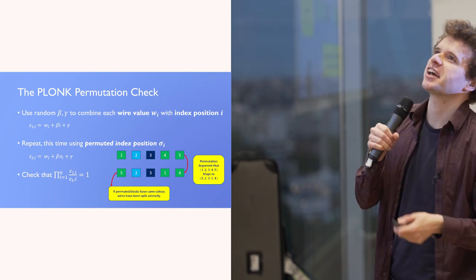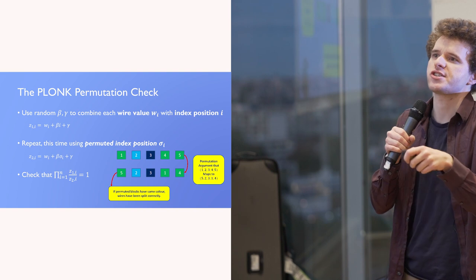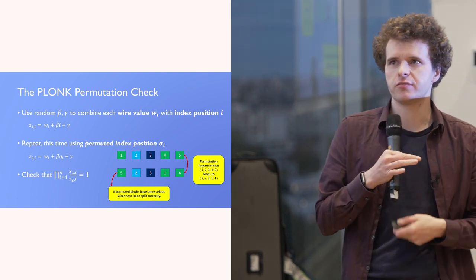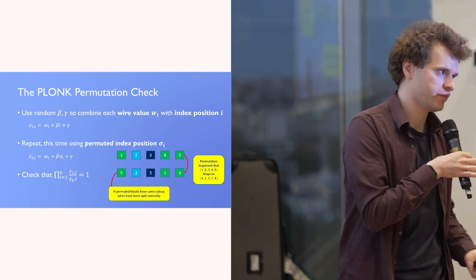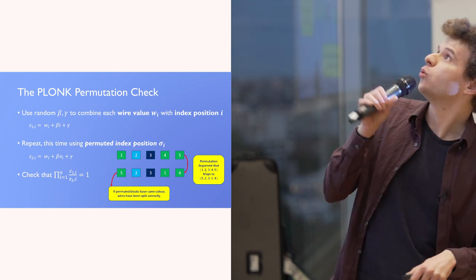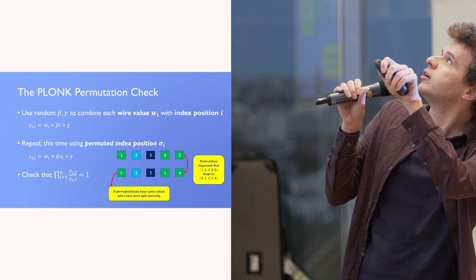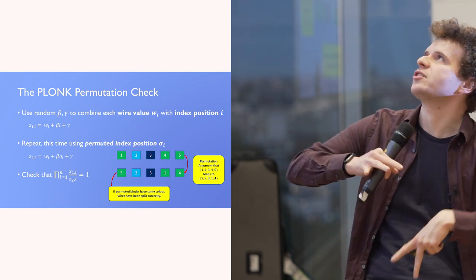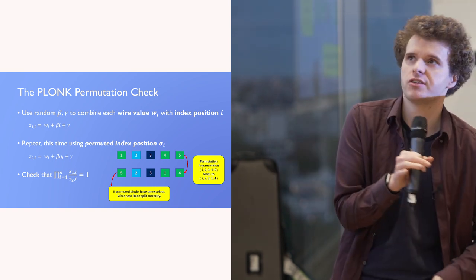So the PLONK permutation check. What we do to do this check is we use some randomness that will be provided by the verifier in the interactive setting. In the non-interactive setting, it will come from a hash function, where we take each wire value and mix it in with the wire's index position in the circuit.